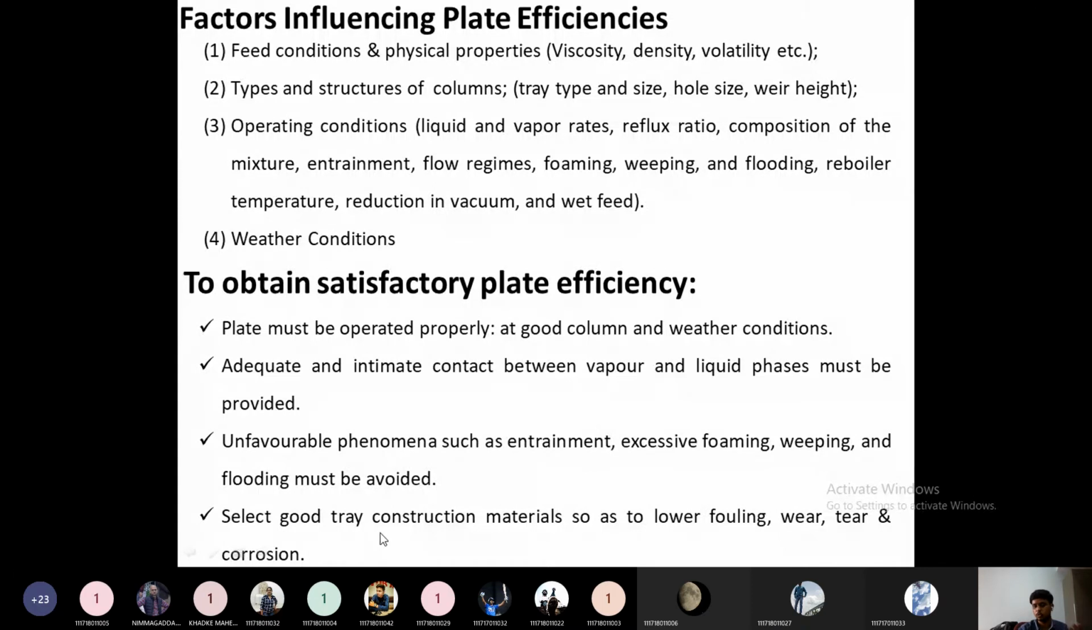Then the next one is to select good tray construction material so as to lower fouling, wear and tear, and corrosion. Depending on the particular feed we are employing, if it is a corrosive liquid, we have to use stainless steel or high carbon steels. So we have to select our construction material depending on what type of feed we are handling. These are the four points for the satisfactory performance of plate efficiencies. Our operating plate efficiency depends on these parameters only. So this is a very important concept. They ask it in long answer questions.